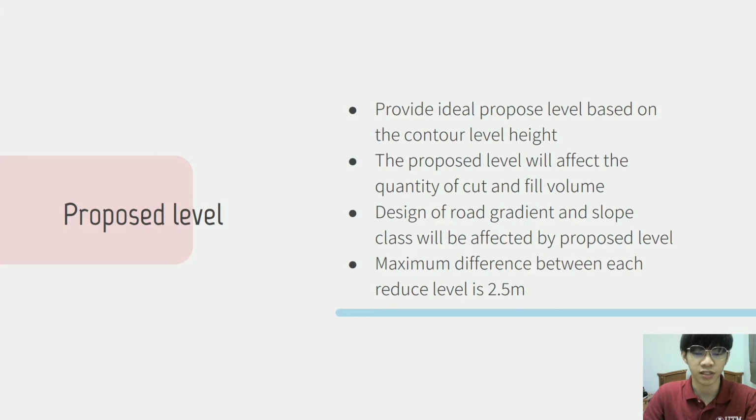Purpose level phase is a very important phase in Integrated Design Project 1 because it will affect the job of other departments. In this phase, the Earthwork department has to provide an ideal purpose level based on the control level height. The suggested purpose level will affect the quantity of cut and fill volume, and the design of road gradient and slope class will be affected by purpose level. The maximum difference between each reduced level is 2.5 meters.